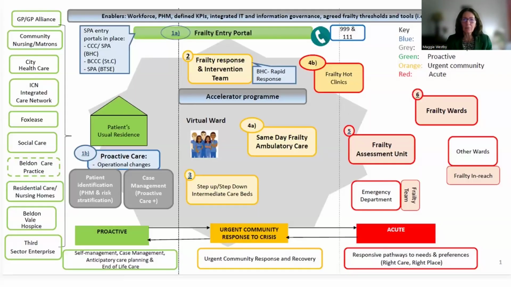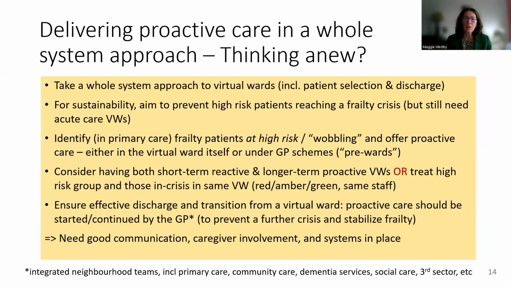And here's an example from one of the papers that we looked at. It's a kind of whole frailty pathway with everything in it, and virtual wards somewhere in the middle. But I just want to say that it's one part. So moving on to looking at delivering proactive care in a whole system approach. We should be taking a whole system approach to virtual wards, including patient selection and discharge.